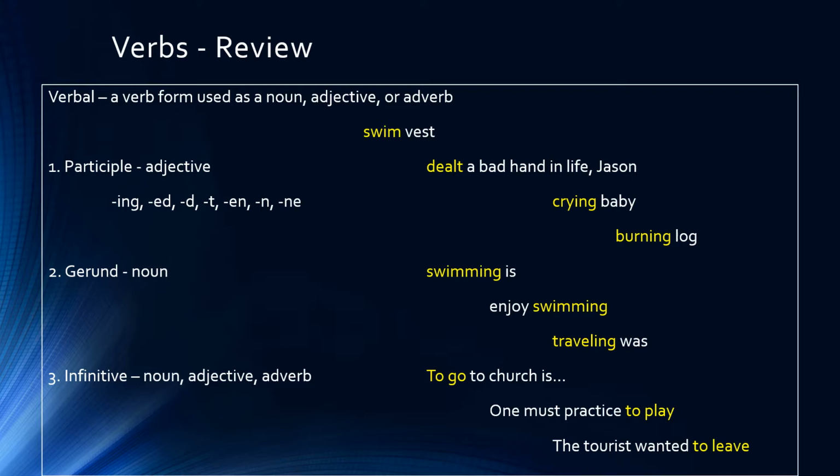Now, gerund, the second verbal form, is used in the sentence as a noun. But notice now that we can use the same words as we do with participles. Swimming is fun for all ages. Swimming would be the subject of that sentence. It's a verbal word, swim, but in the sentence it's used actually as the subject of the sentence. Swimming is. So it's a gerund. It's being used as a noun.